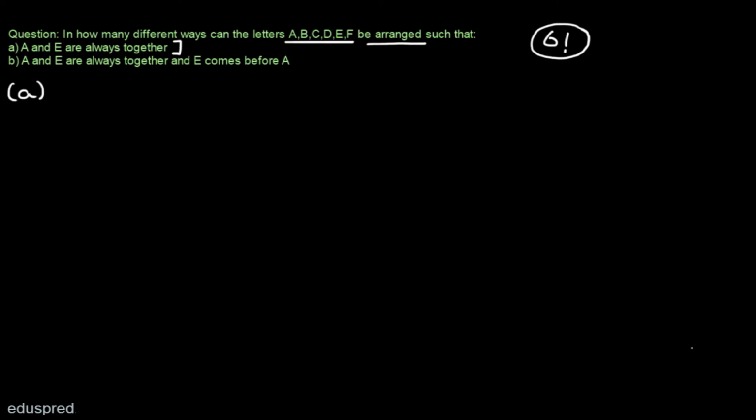Now let us see how the answer will change if we have to make sure that A and E always come together. To make sure that the condition in part A is satisfied, we have to look for possible arrangements like these. One possible arrangement could be B, D, A, E, F, C. Another possible arrangement could be this, and so on. So we have A and E together here and here. These are the kinds of arrangements we have to look for. We have to make sure that A and E are always together. The other 4 letters can be arranged in any way.